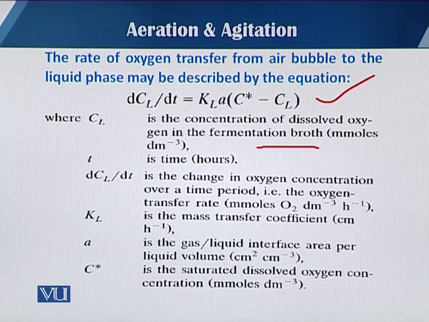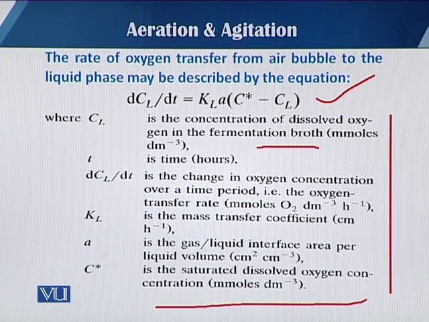And C star is the saturation dissolved oxygen concentration, at which no more oxygen will be solubilized, because each and every medium has its own capacity to dissolve oxygen. So the saturation point is termed as C star. This equation is very important in order to discuss the oxygen transfer rate.